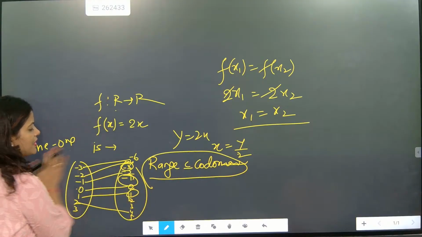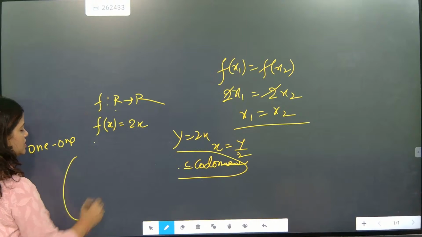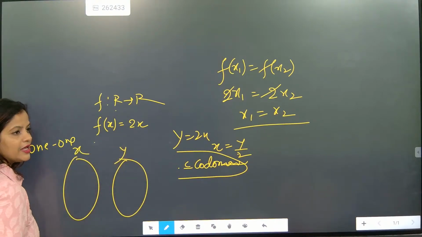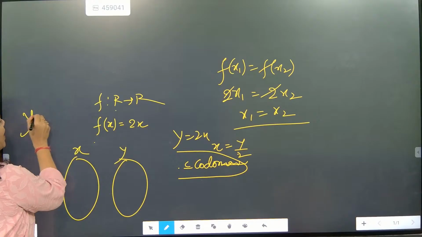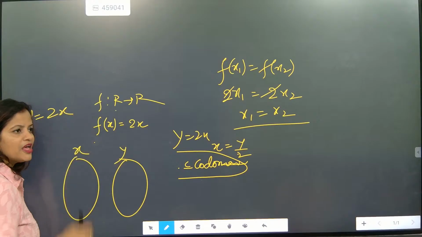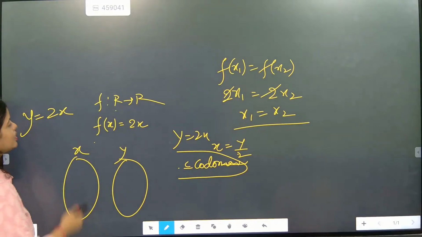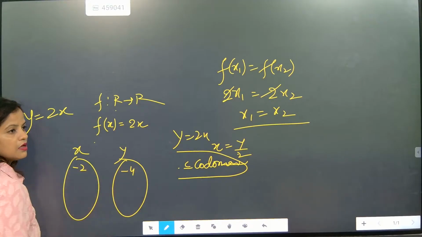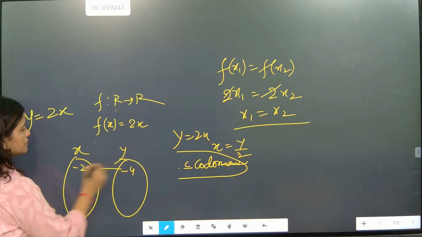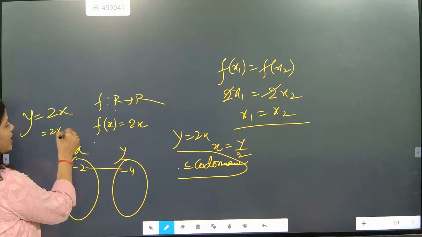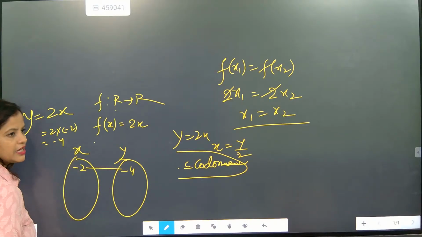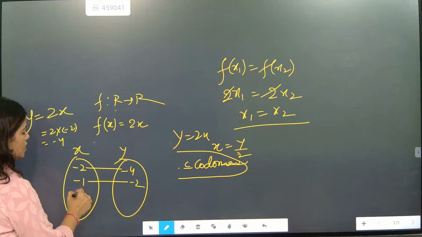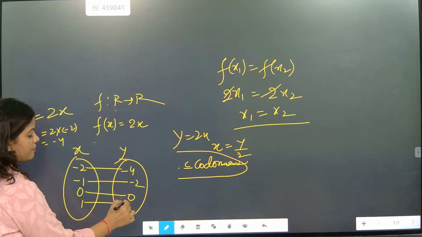Here I taught you a very simple technique. You see, this is the x value. Check it nicely. This is x and this is y. What is your function given? y is equal to 2 times x. So when y is equal to 2x, you put x equal to minus 2. What is the value of y? Minus 4, because 2 into minus 2 comes as minus 4. Minus 1 gives minus 2. 0 means 0. 1 means 2.